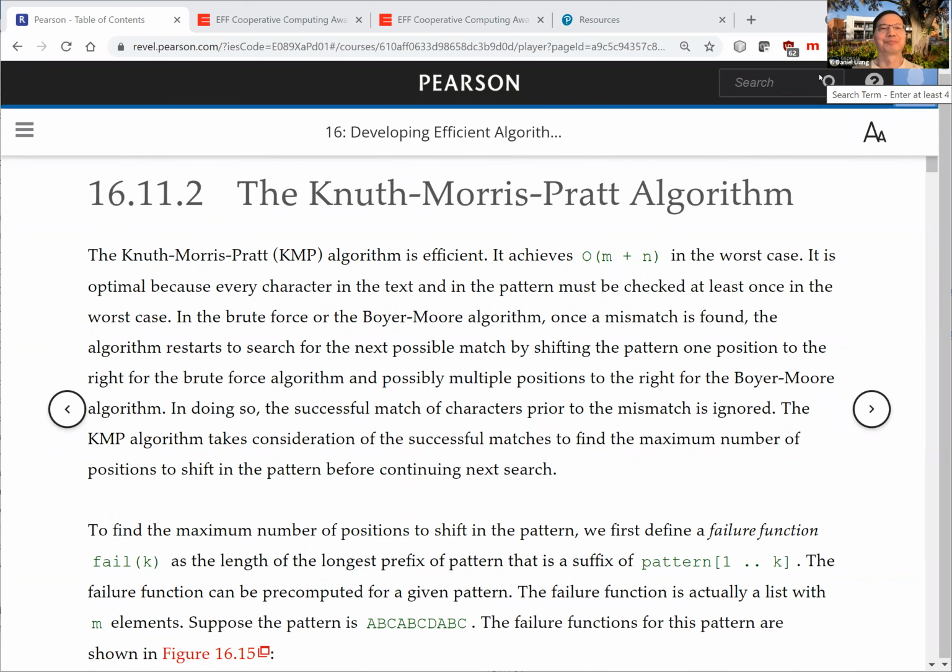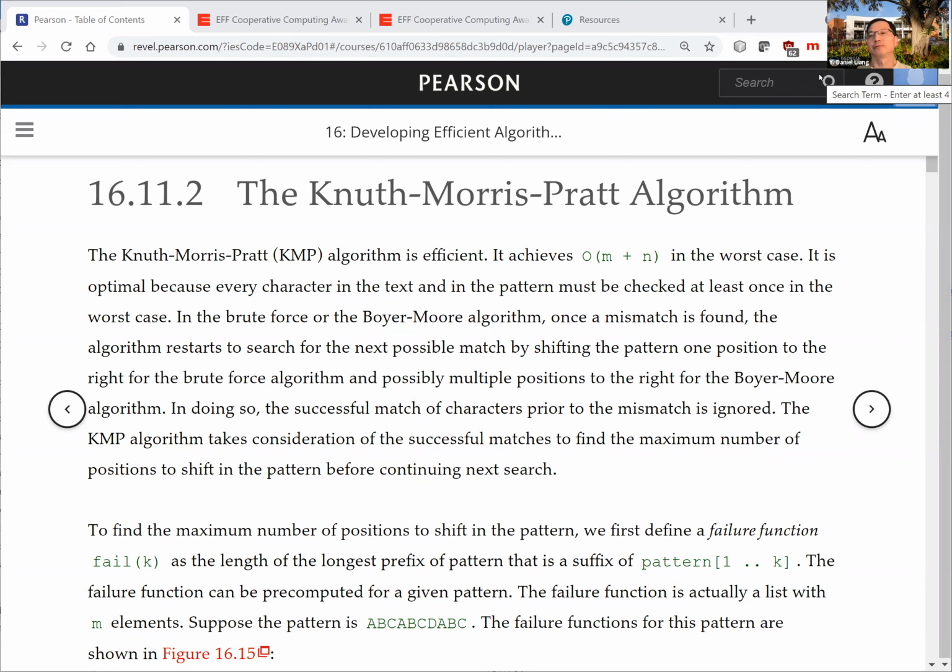Hello, welcome. In this video, we will present the Knuth-Morris-Pratt algorithm. It is known as the KMP string matching algorithm.